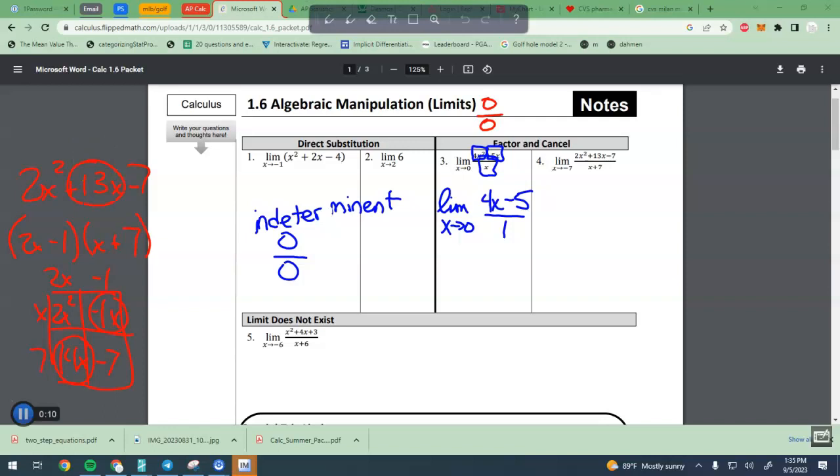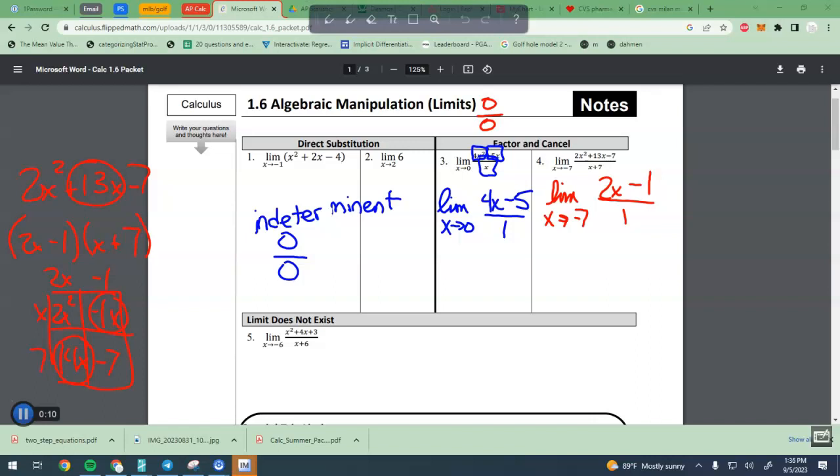And then once I have that, the x plus 7s will go away, and I will just have 2x minus 1, sorry, it's minus 1, over 1 if you want, or just not over 1 is fine. And now what do I do? Now I plug in.